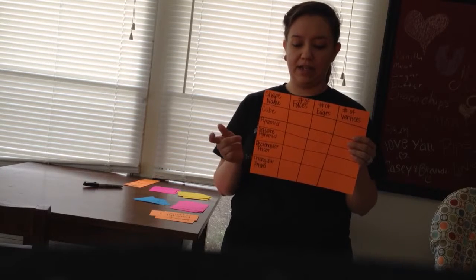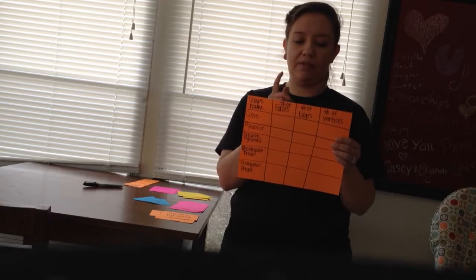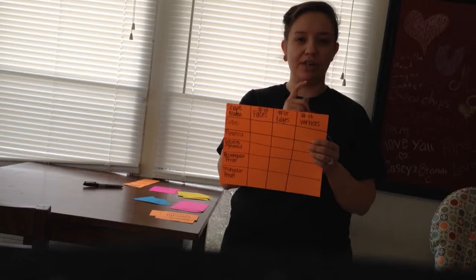Today we will be learning about identifying and classifying shapes and their edges, faces, and vertices. To begin with, I have made a chart that has all the shape names that we will be using: a cube, a pyramid, a square pyramid, a rectangular prism, and a triangular prism. The chart also has the number of faces, the number of edges, and the number of vertices.